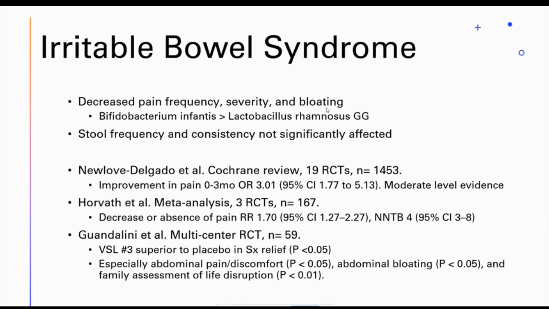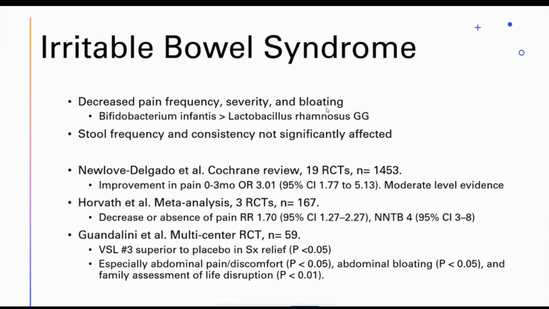I think that's good level evidence in order to implement that in our practice. There was another meta-analysis by Horvath et al. That only had 167 patients, and they had a lower risk ratio than the Cochrane review. That was about a 1.70, so an increased chance of decreasing or having an absence of pain, but a less significant number than the Cochrane review. And they had a number needed to treat for benefit of 4, which is the primary reason that this meta-analysis is included, because that's a reasonable number to me.